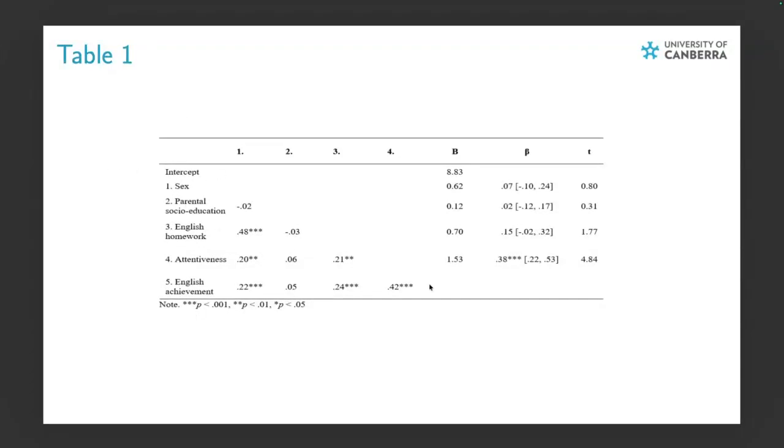So this is a blend of the correlation table and the regression output. So you can actually put it all into one table, and you can just use the star system for indicating p-values, right? So you can see the p-values there. And there's the unstandardized beta estimates, standardized beta estimates, confidence intervals, and t-values.